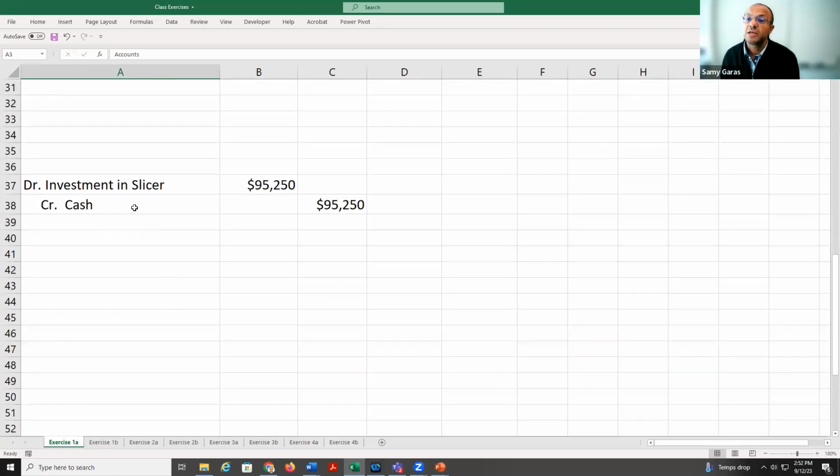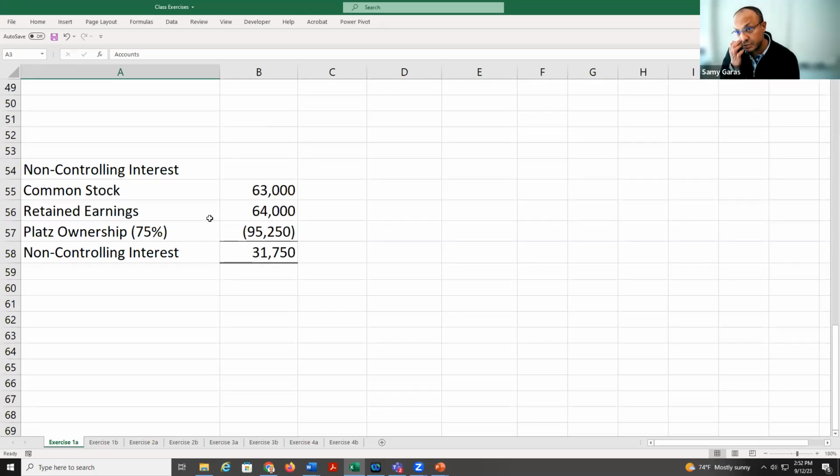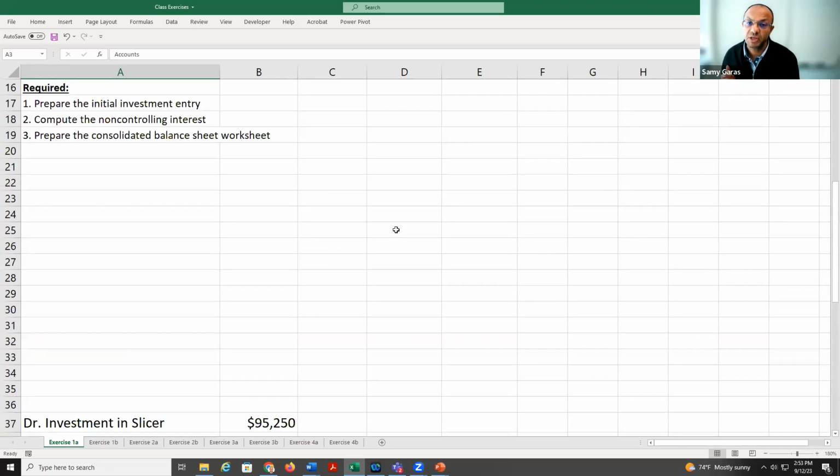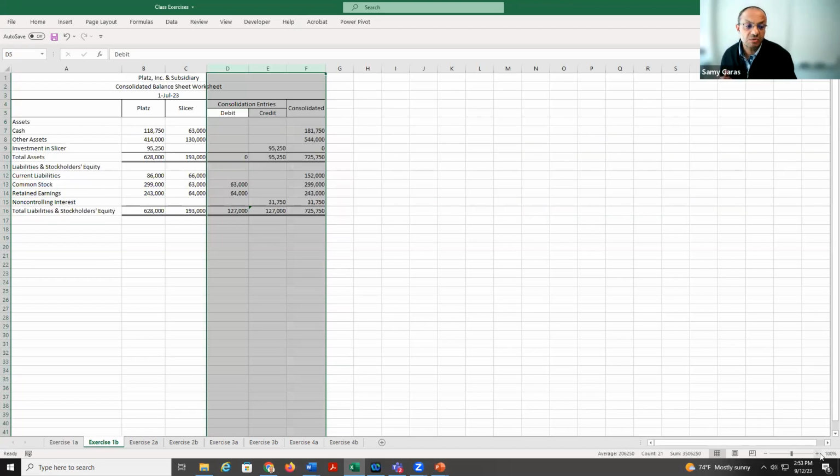Now, here is the journal. For the investment, we debit investment in Slicer, which is the subsidiary company, and credit cash. And we don't have any issue because it's the same amount. And then we make the calculation here for non-controlling interest. We get common stock 63, retained earnings 64, minus ownership 95. We get NCI 31,750. From where do I get 63 and 64? I got them from here. Here, 63 and 64. So those are the equity side of the subsidiary. And now you can jump to the second part, and here you will see the consolidation.